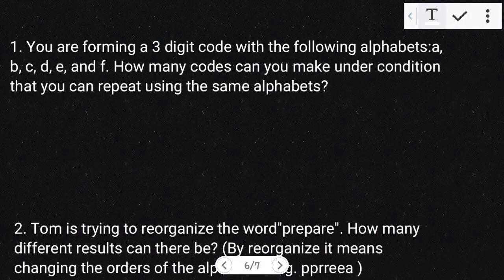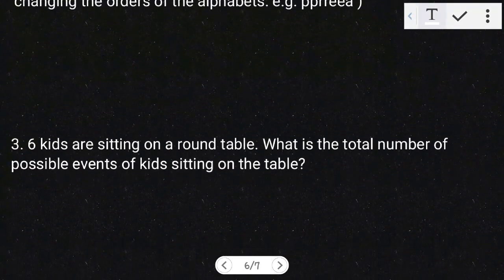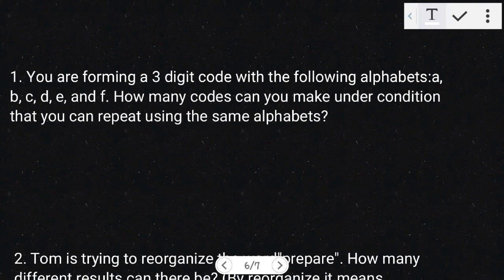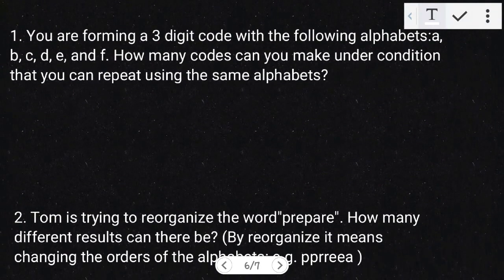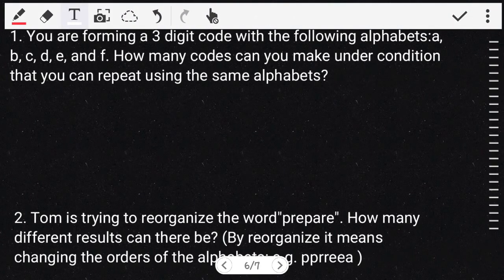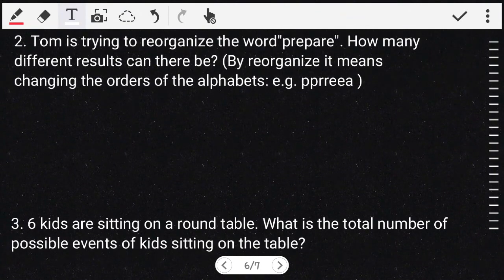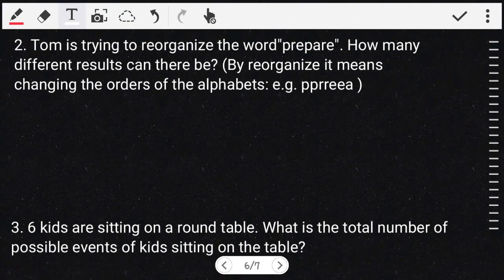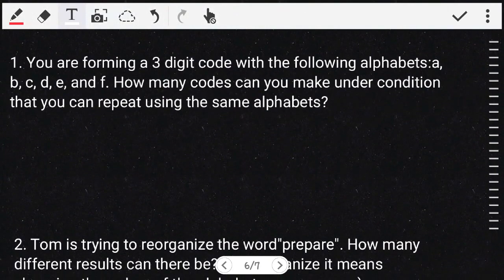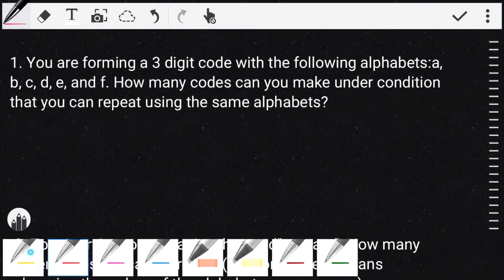The final stage of today's video. There are 3 questions that are prepared. I hope you guys solve it, pause the video, and solve it yourselves, and then follow me with the solutions. Alright, I reckon that you guys already have solved the problems, so I'll start writing the solutions here.